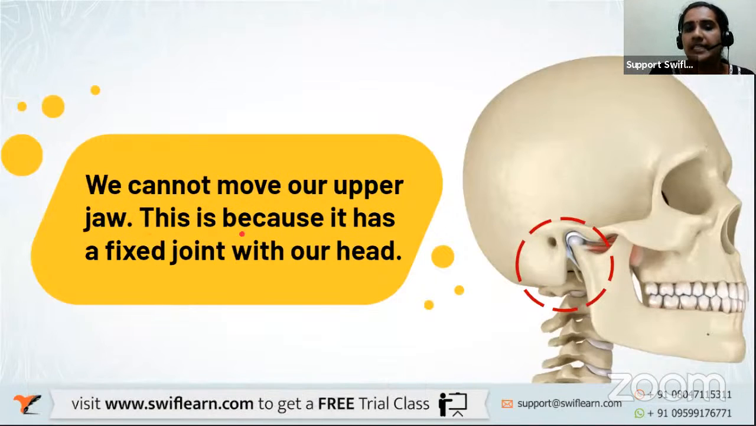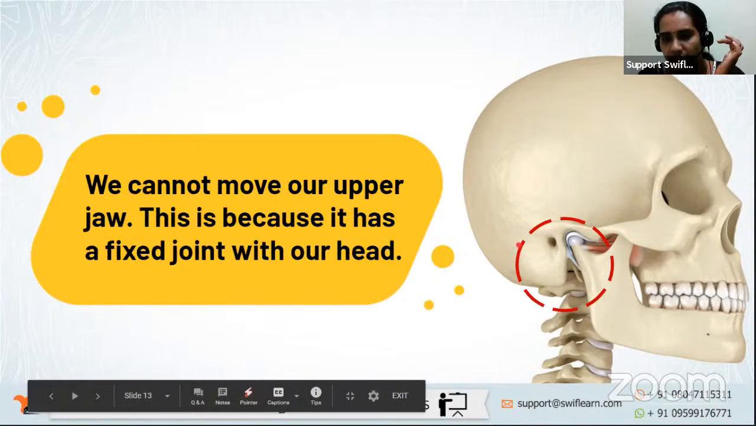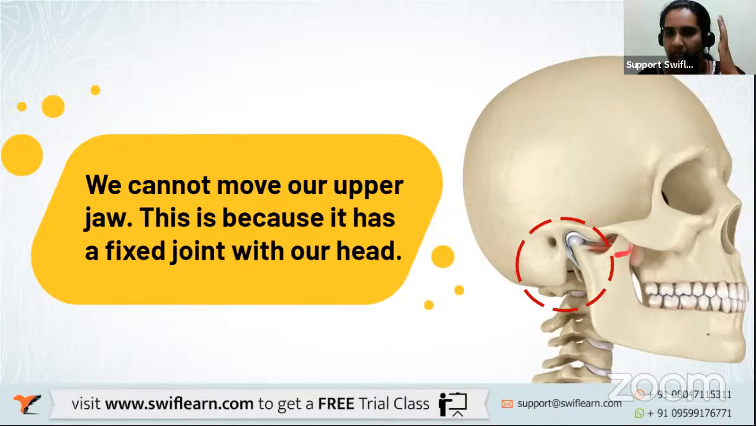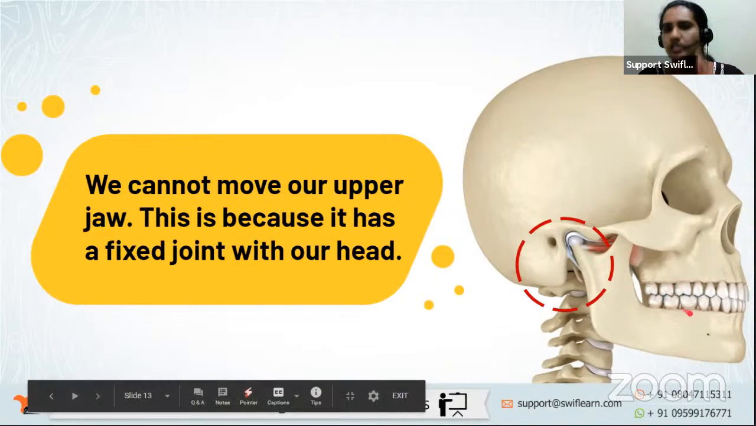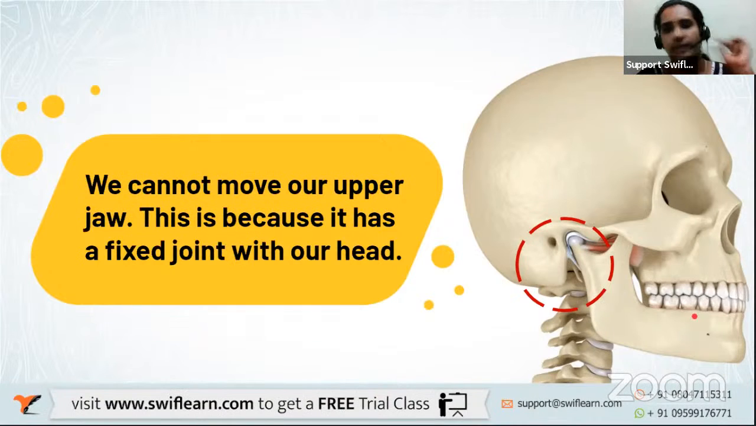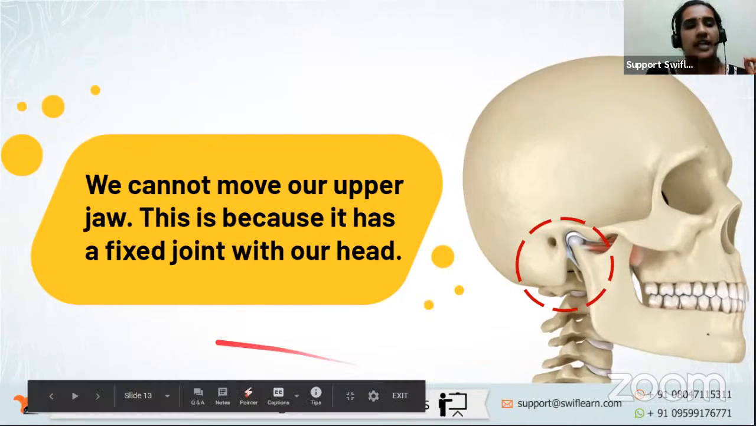Now, we cannot move our upper jaw. This is because it has a fixed joint with our head. With our head, you can see here itself. Okay, here you can see that. Yes, it is fixed to the head region. Our skull region, it is fixed. And lower jaw, it is not fixed. That is why lower jaw we are able to move and upper jaw we are not able to. Understood? So that is about the upper jaw and lower jaw.